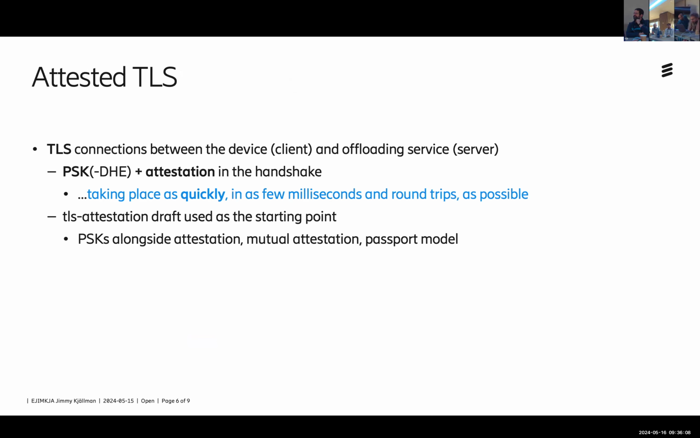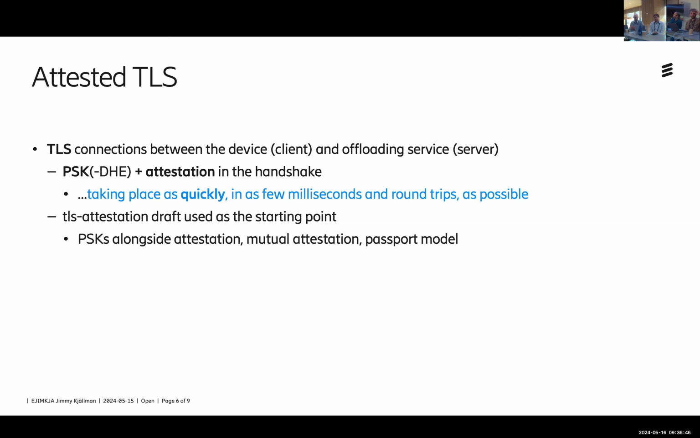So yeah, then we get to this attested TLS, as mentioned. Of course, we want to be able to use these standard protocols and abstractions. And TLS, of course, is what we normally use for connections. And as also mentioned, we wanted to be able to use it with pre-shared keys together with this attestation. And we want the handshake to be as quick as possible, in as few milliseconds and round trips as possible.